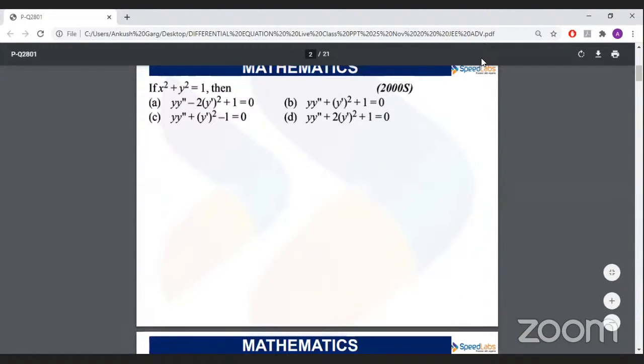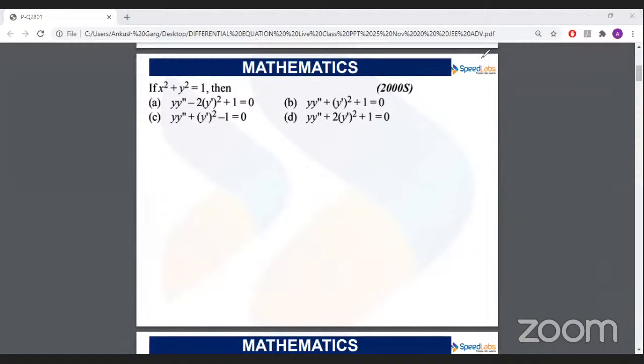If x square plus y square is equal to 1, then which of the following options is correct? So basically you have to form a relationship between the first order derivative and second order derivative. See which relation you are getting. Very easy question.